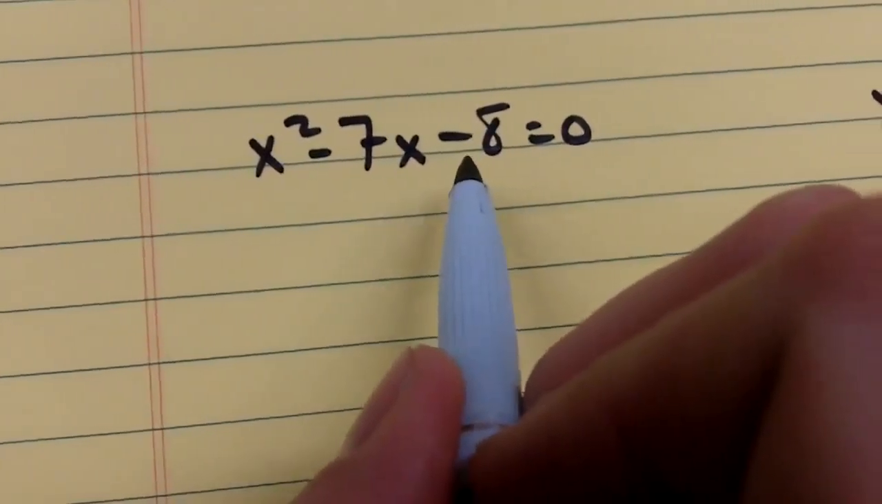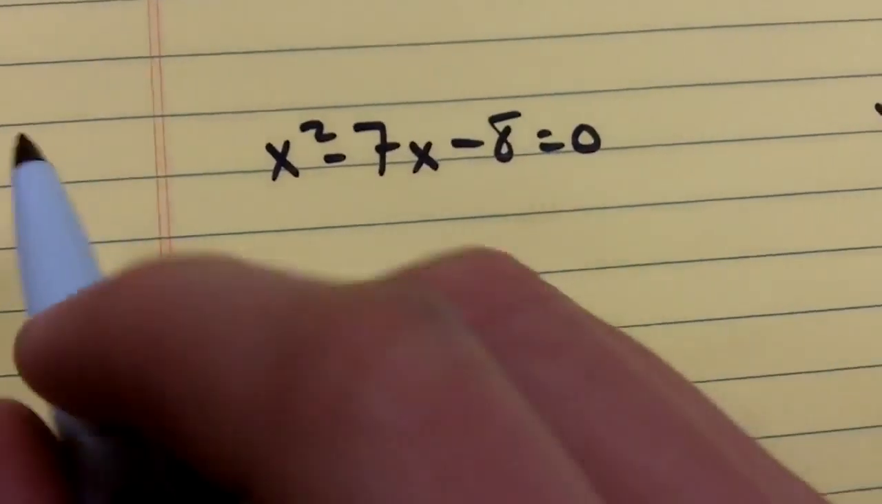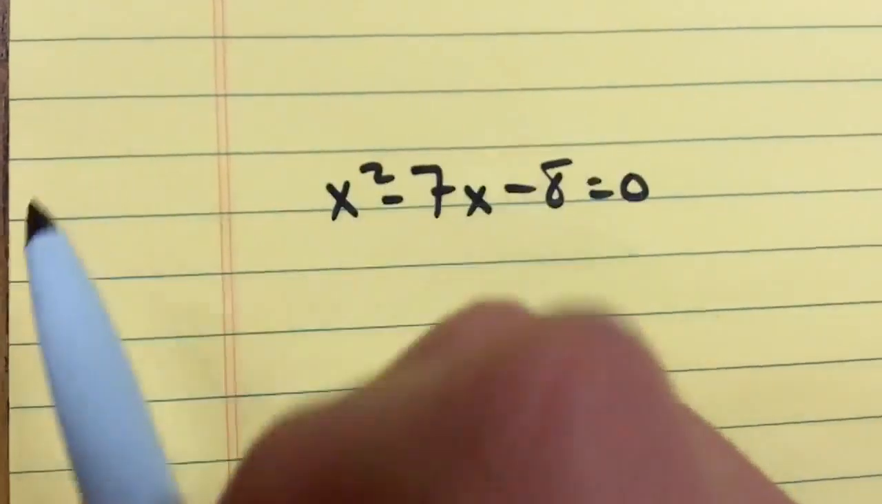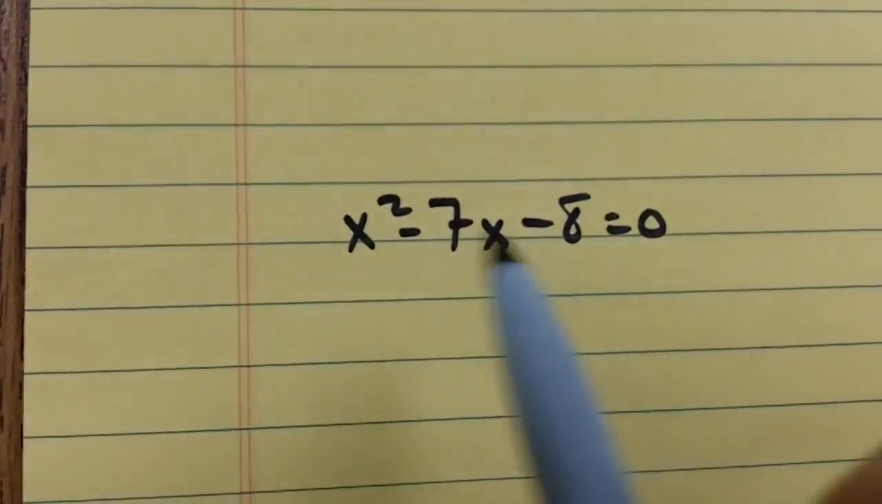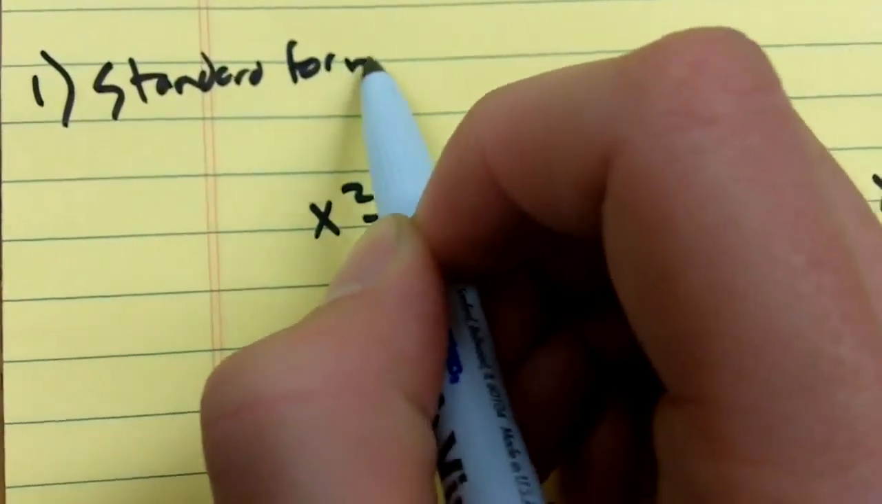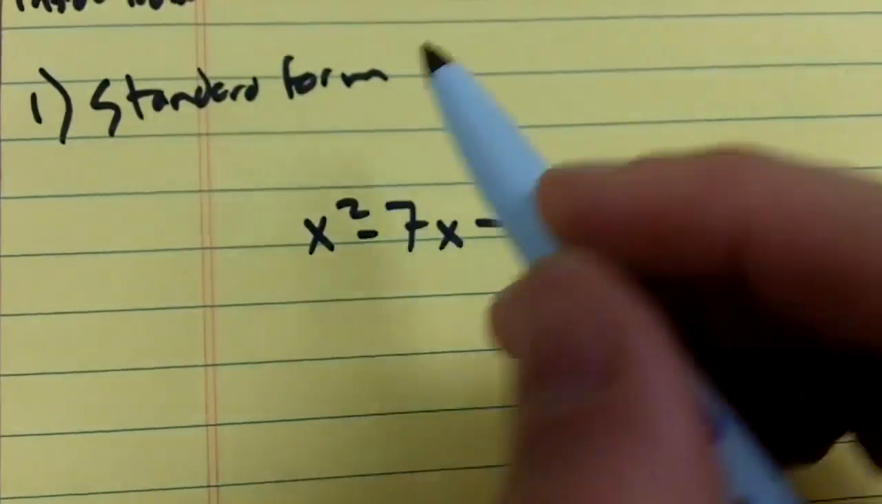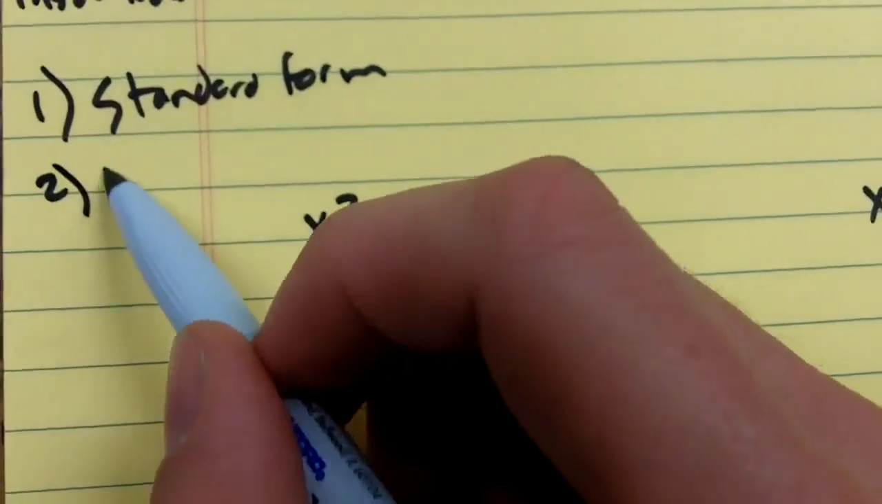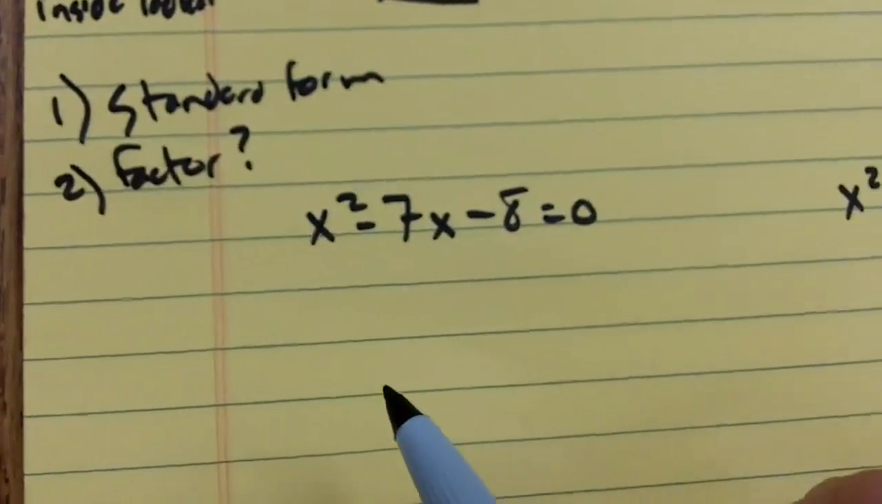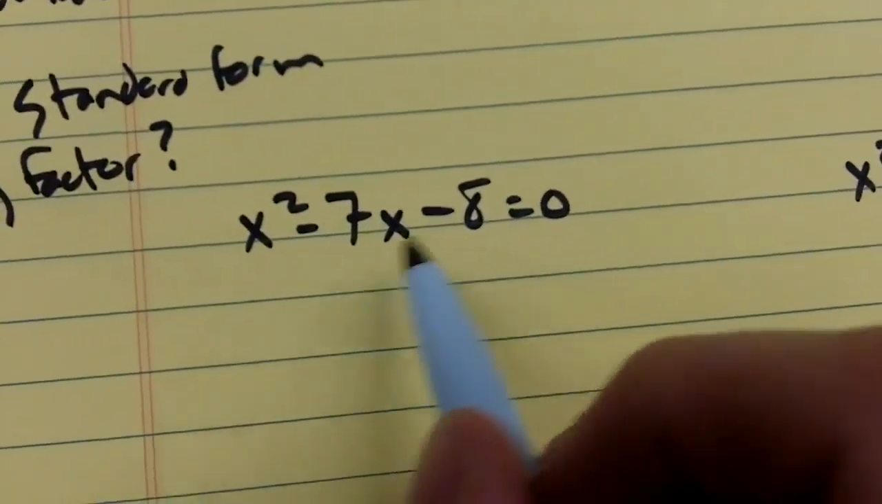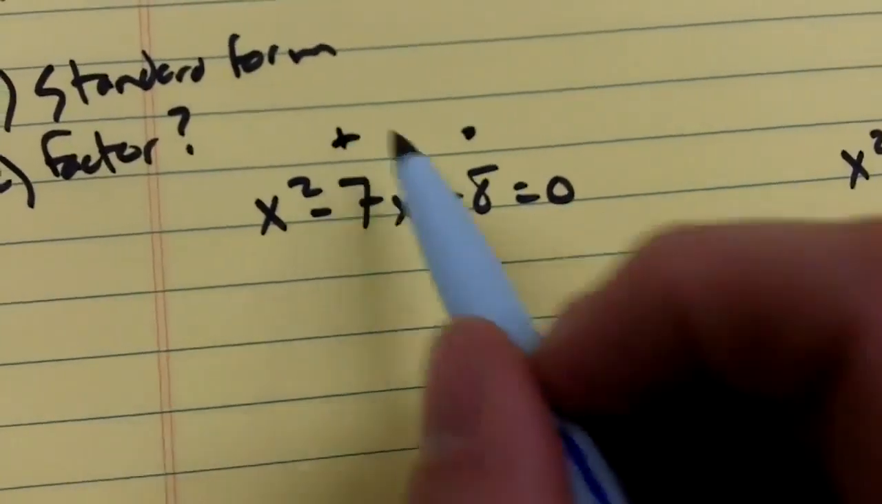The first step in solving a quadratic is to get everything on the same side. If we're going to solve a quadratic, we're going to try and do it by factoring. We first want to look at it in standard form. So the first step to solve a quadratic is to put it in standard form. Is this in standard form? Absolutely. So once it's in standard form, let's see if we can factor it. If we can factor it, we're good to go. Can we factor this? I need two numbers that multiply to -8 that add to -7.